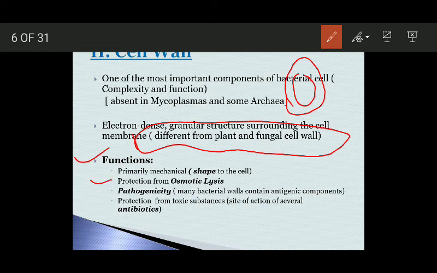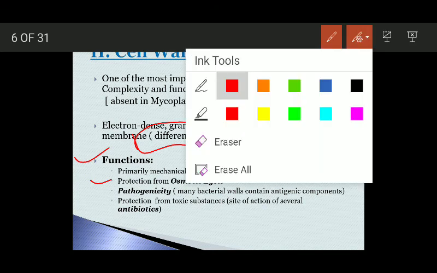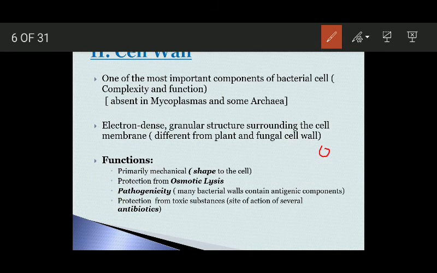The second one is that it protects the bacterial cell from osmotic lysis. Say for example you have placed a bacterial cell in a medium and that medium is hypotonic. Hypotonic means less concentrated. The concentration of salts inside the bacterial cell is more as compared to the concentration of salts in the medium. Obviously water will tend to move inside the bacterial cell, and if this continues unabated, that means water continues to move into the bacterial cell, it will ultimately burst.